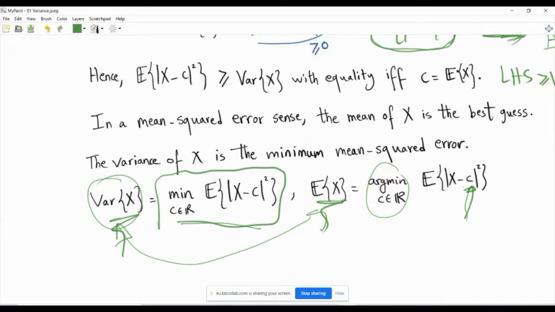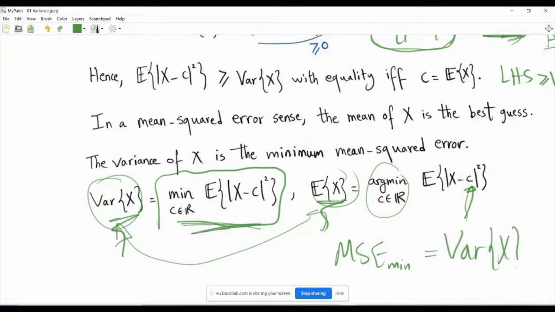So the minimizer is the first moment, and the minimum value of your mean squared error, MSE min, the minimum mean squared error, is the variance of X. So this is another way of understanding the variance. It's actually useful in solving some inequality problems, and it will help us in MMSE estimation.